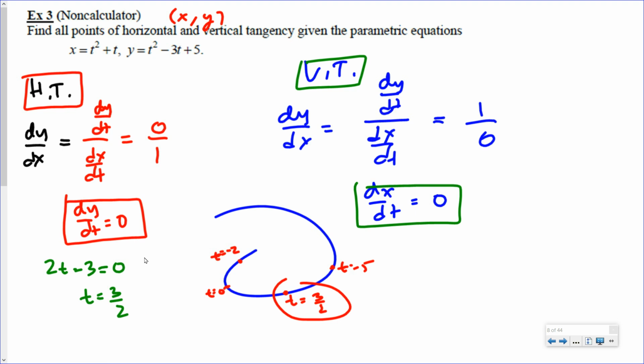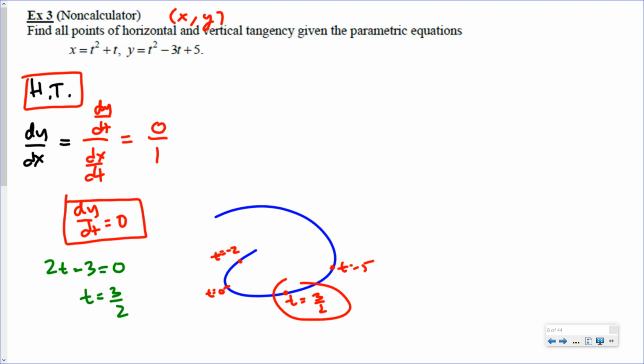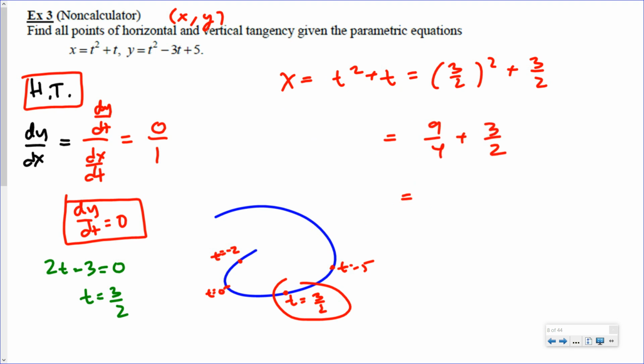Okay, so what I need to find is X and Y when time is 3/2. Can I find that? I certainly can, because I have a formula for X and Y. So let me put that in here. X is equal to t squared plus t, but here I want to plug in 3/2, so that's going to be 3/2 squared plus 3/2. And so that's going to be 9/4 plus 3/2, and that's going to be 9 plus 6. Did you guys get 15 over 4? Okay, that's my X value.